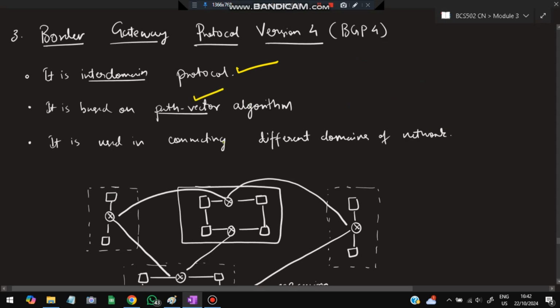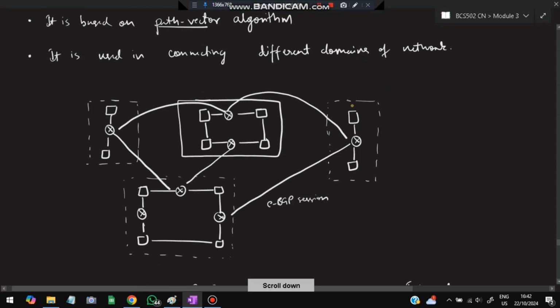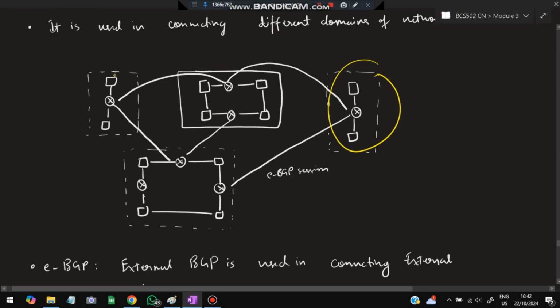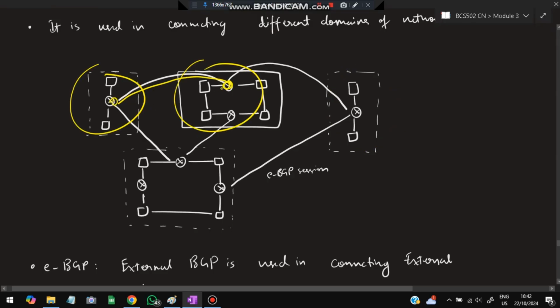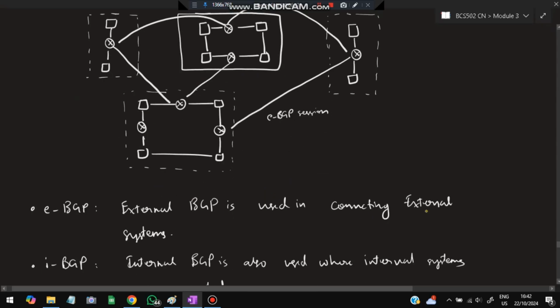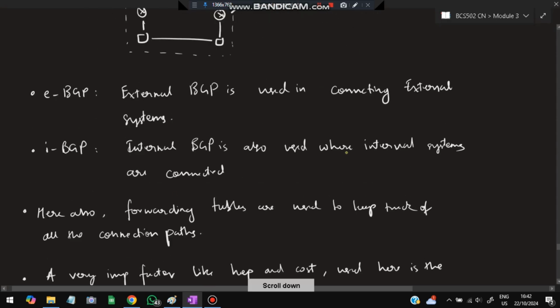It uses the path vector algorithm, and it is used for connecting different domains. Here this is one domain, this is one domain, this is one domain, and so on. All these are connected via routers that make the connection, and the data is getting transferred between them. There can be two types of BGP sessions, eBGP and iBGP. eBGP is the external BGP, which is used to connect external systems. This session is called eBGP. If it is between the same network, it is called iBGP, which is internal BGP.